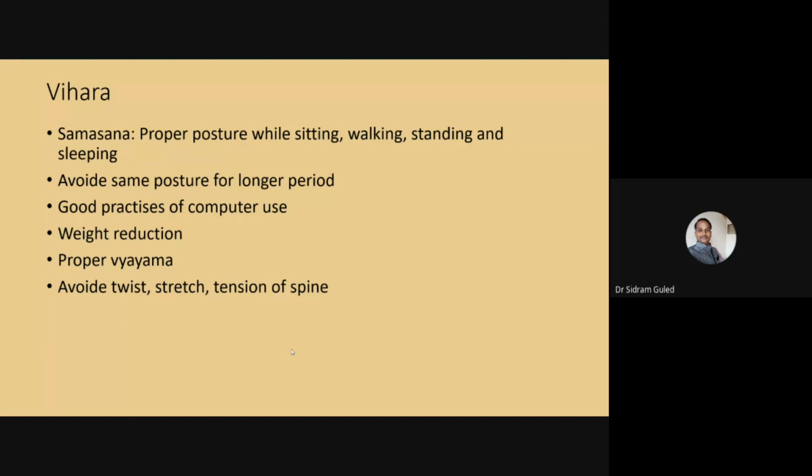Proper vyayama: overstretching or twisting should be avoided, and only light vyayamas, which is proper exercises, have to be advised. Avoid the twisting, stretching, tension over the spinal region. Last but not least, we have to advise rasayana. What we practice is Guggulu rasayana and Lashuna rasayana. Lashuna Kshirapaka, I advise almost every patient that I get.